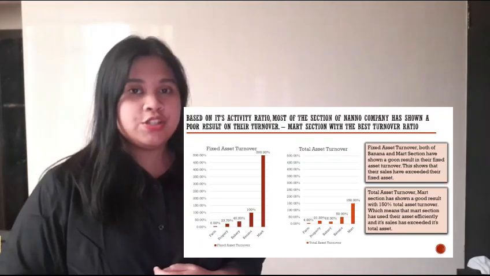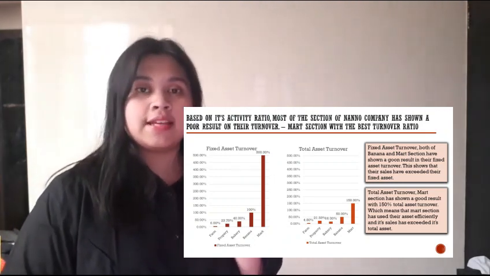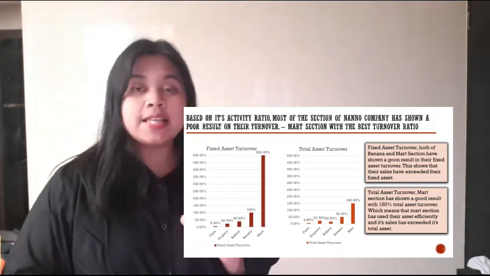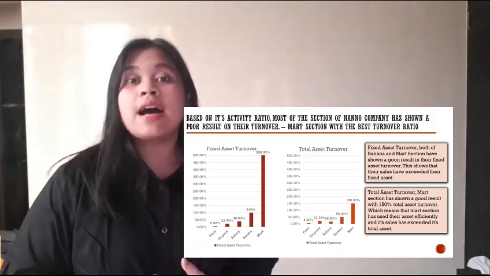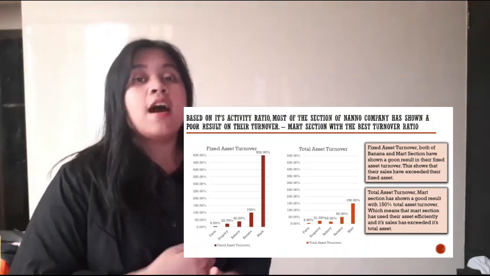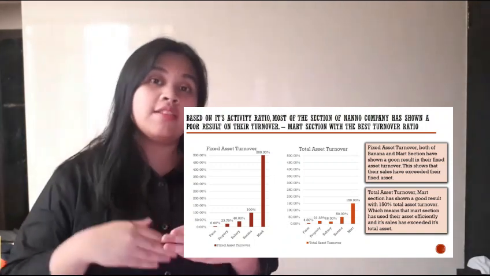Next, activity ratio for the Great NANNO Company. We have two different ratios in this section. The first one is the fixed asset turnover and the second one is the total asset turnover. Asset turnover itself is how the company manages its assets to generate its sales.